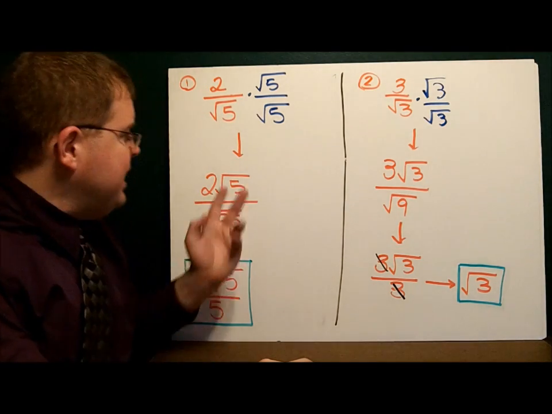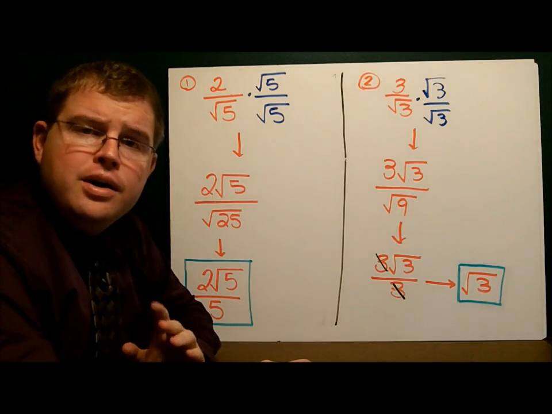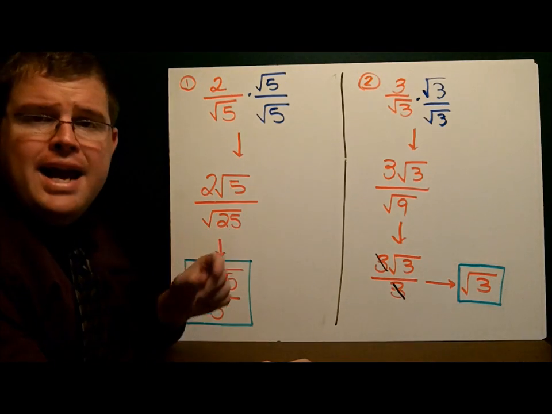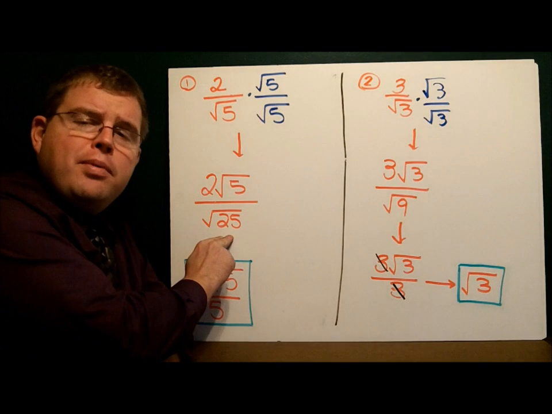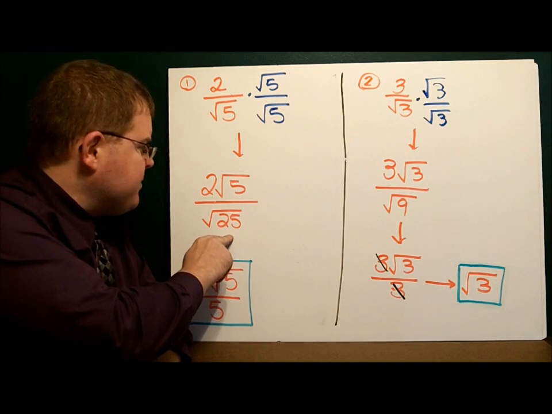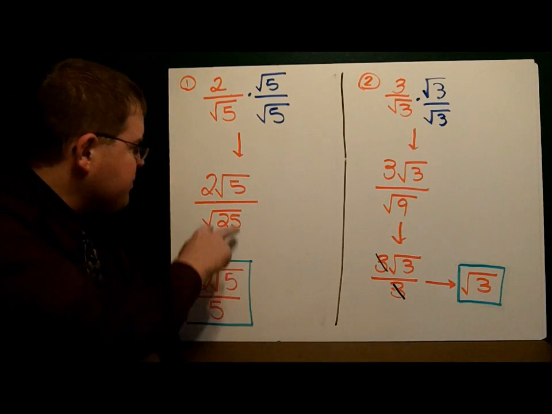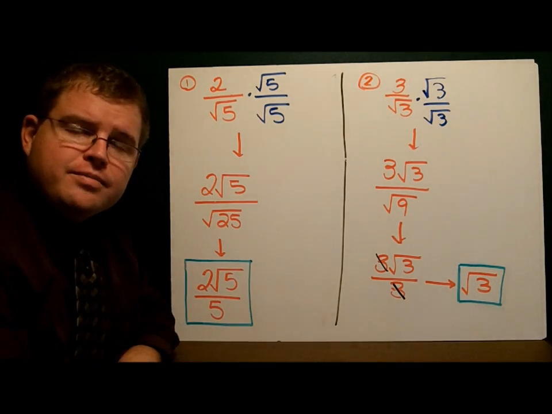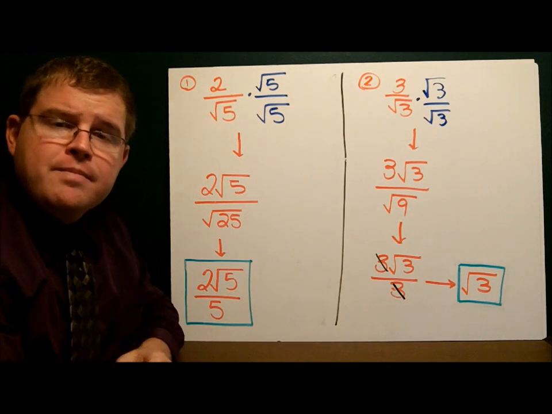In the denominator, I have the square root of 5 times the square root of 5, which is the square root of 25. And if I've done it correctly, I will always end up with the square root of a perfect square down there, because that gives me a rational number. Now the square root of 25 is 5, so I have 2 square roots of 5 over 5. That's how you rationalize the denominator of a fraction.